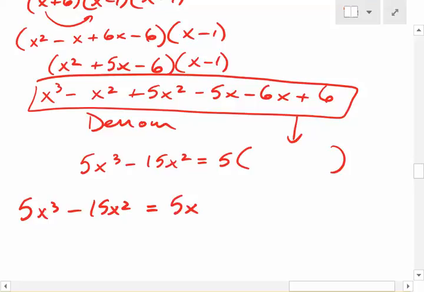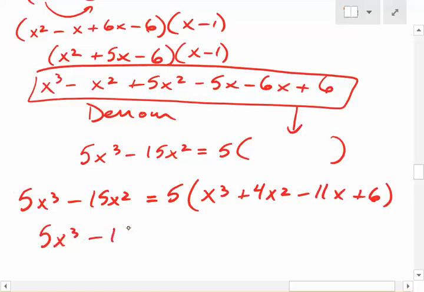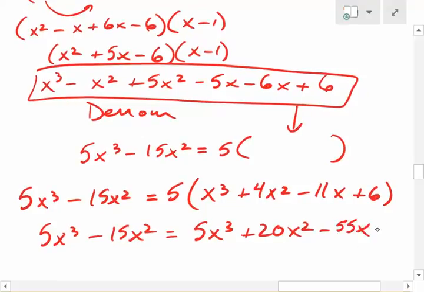Do we have some like terms we can combine here? Yeah. So let's simplify it. 5 times, what are the like terms here? We have x cubed, right? How many x squareds do we have? 4 of them, I think? Yeah. 4x squared minus 11x plus 6, right? So we have 5x cubed minus 15x squared equals 5x cubed, thank you, 20x squared, 55x, thank you. Plus what?